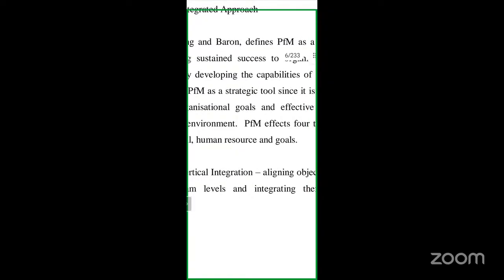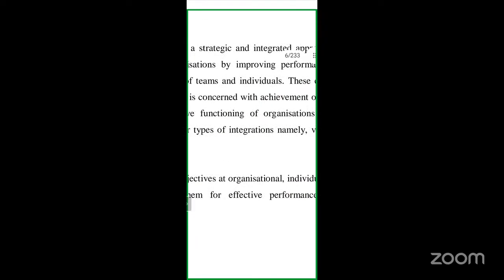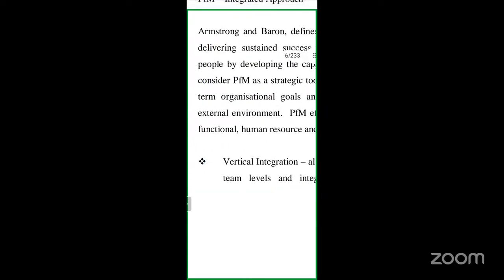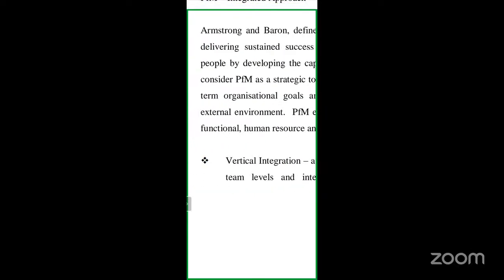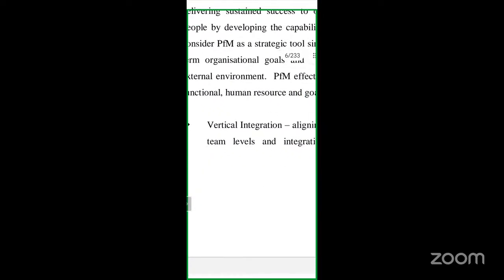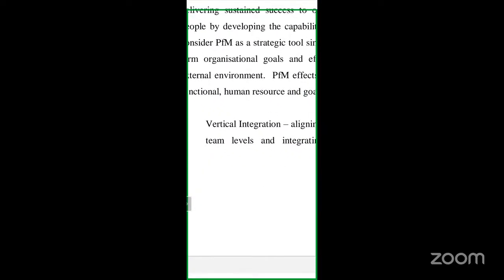Performance management affects four types of integrations, namely vertical, functional, human resource, and goals. Vertical integration. Since we are talking about integration, there should be an integration between the input variables, the internal performance of the employees or the manager or the leadership.